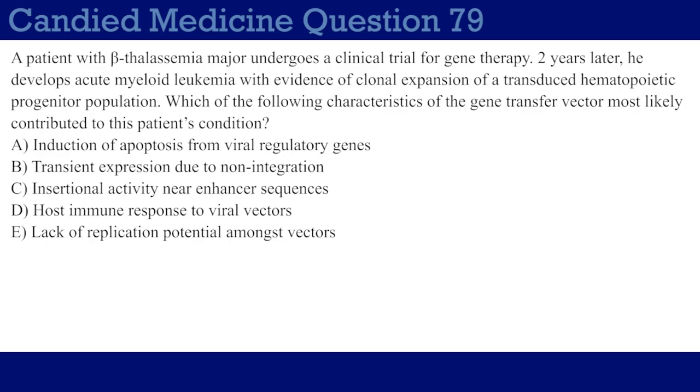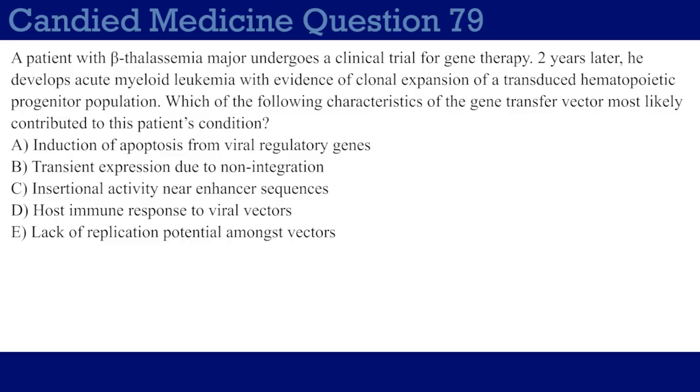A patient with beta thalassemia major undergoes a clinical trial for gene therapy. 2 years later, he develops acute myeloid leukemia with evidence of clonal expansion of a transduced hematopoietic progenitor population. Which of the following characteristics of the gene transfer vector most likely contributed to this patient's condition?